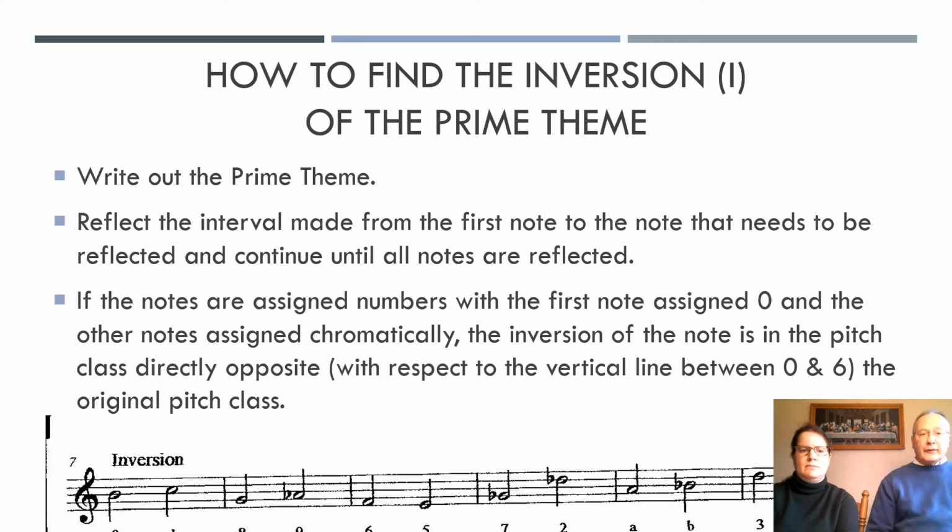Okay, now how do you find the inversion of the prime theme? You've written out the prime theme already. Then you reflect or invert the interval made from the first note to the note that needs to be reflected, and continue until all notes are reflected. If you reflect across the first note, your first note's inversion is always the first note. That does not change. The second note, we had a B flat, which enharmonically is an A sharp.